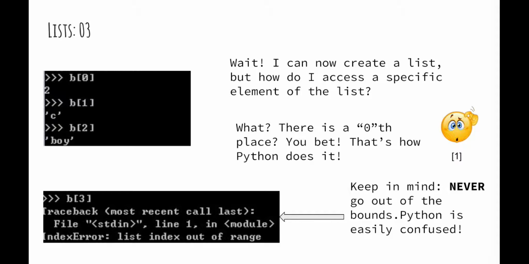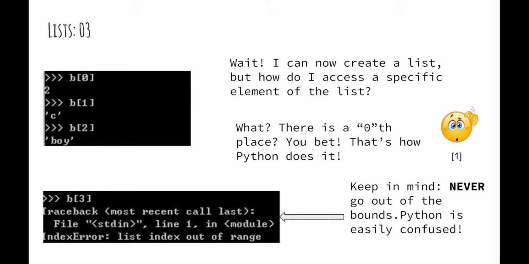Let's talk about how to access each element in your list. We'll use a shopping list analogy. In the real world, you would probably write number 1 milk, number 2 apple, etc. to indicate the order that you want to buy these things. Well, it's the same in Python. However, in Python, the first element of the list is labeled with a 0, and the second element is labeled with 1, and so on. This is important. There is a 0th place.